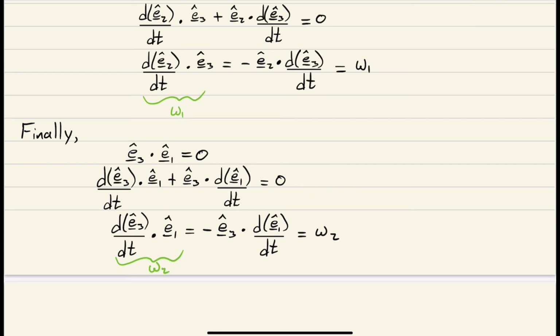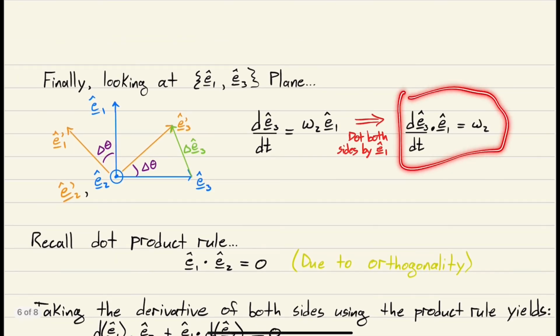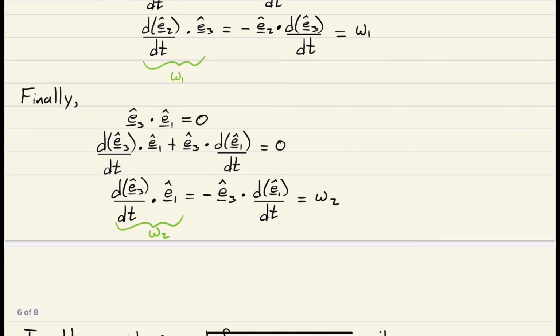And we end up with this term. This looks really familiar too. dE3 dt dotted with E1. dE3, oh my god, that's omega 2. Right? Was that the right one? Yeah, that's omega 2. Oh, cool. Okay, so we move this one to the other side. We end up with negative E3 dotted with dE1 dt. Sorry, there's a lot of words. This is equal to omega 2. Isn't that awesome?